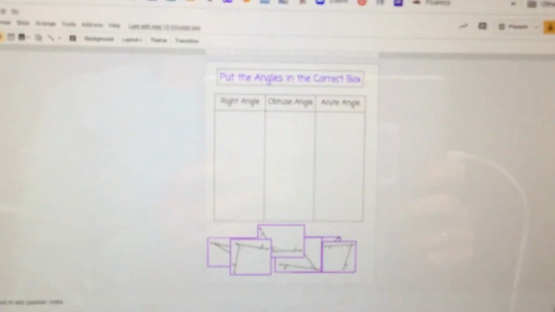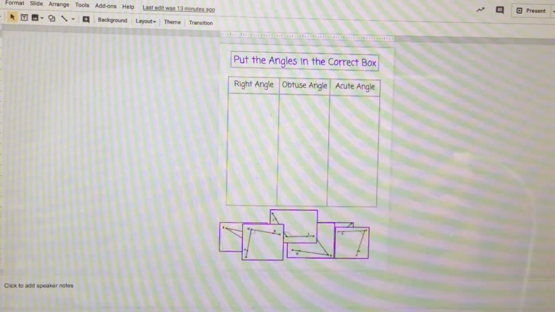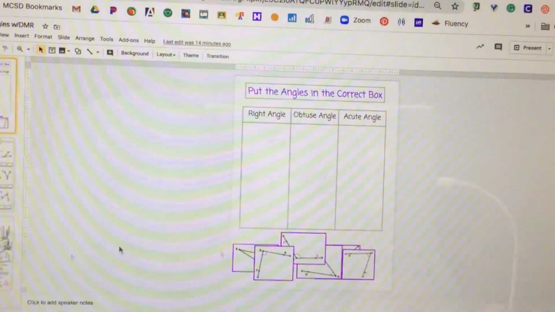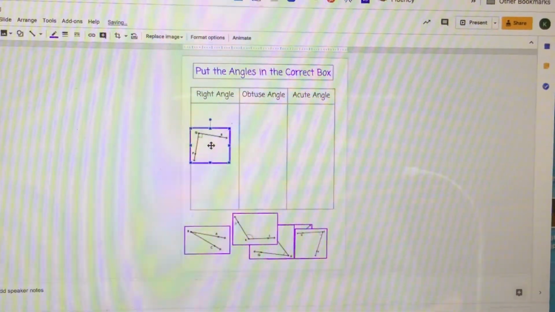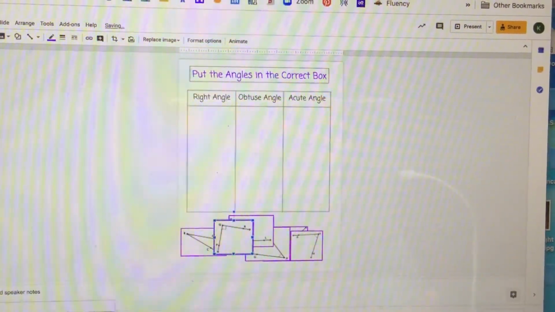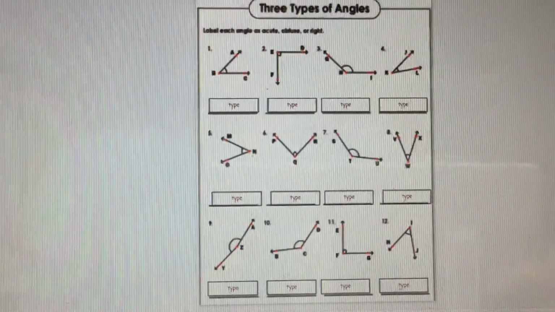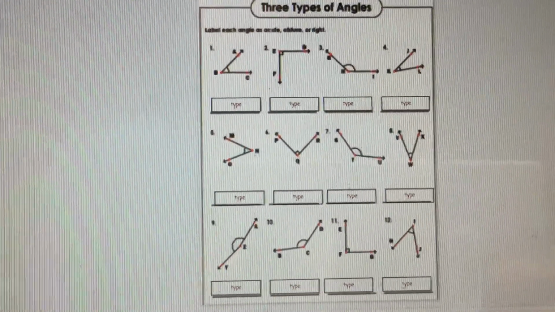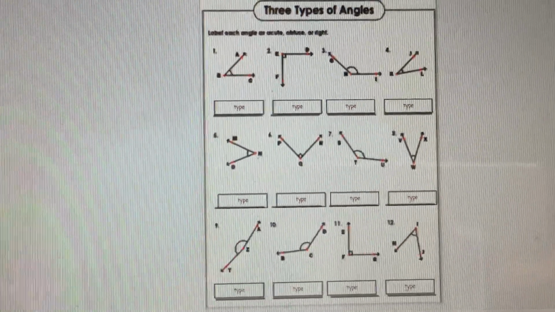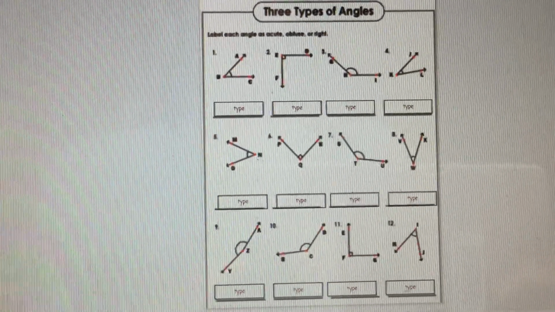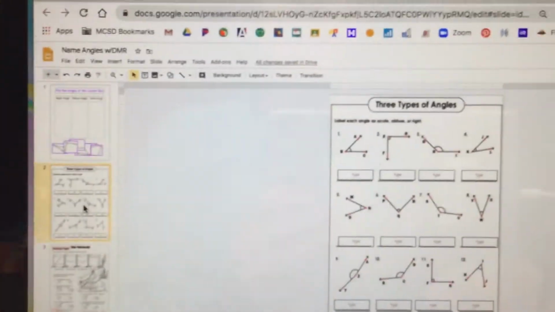All right, so you have this one. Put the angles in the correct box, made by Miss McGee. Not very pretty, but it works. So you're going to take these angles and drop them in the boxes they belong in, okay? All right, next one, you're going to look at these angles and type the word acute, obtuse, or right. It is not the same worksheet that I just did with you. So you are going to need to do this one, okay? And the last one down here is kind of a challenge.